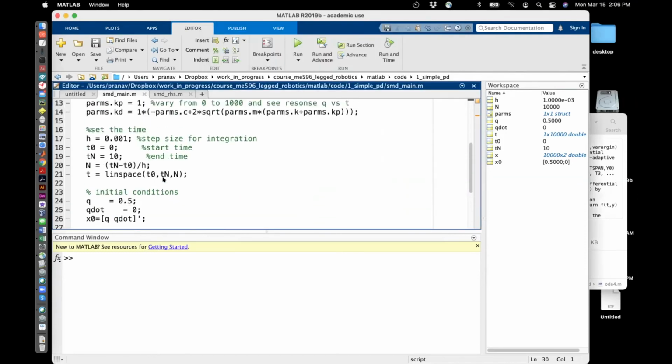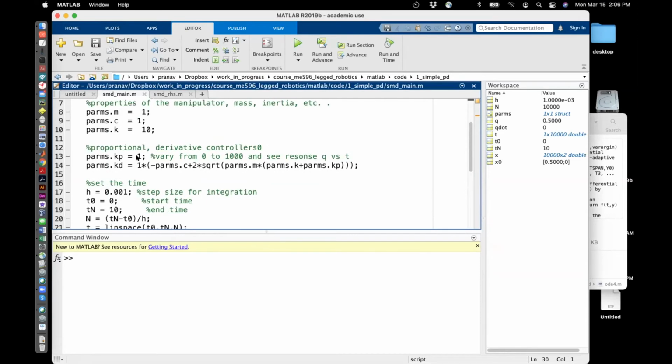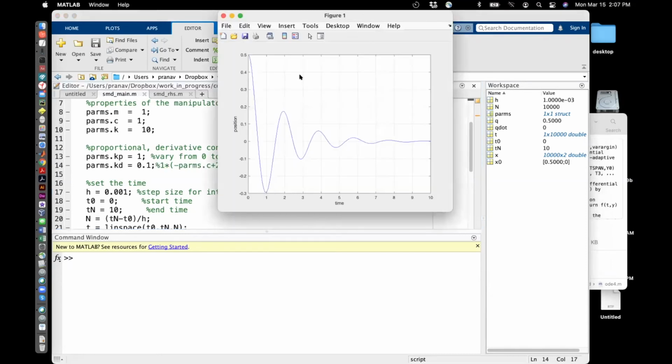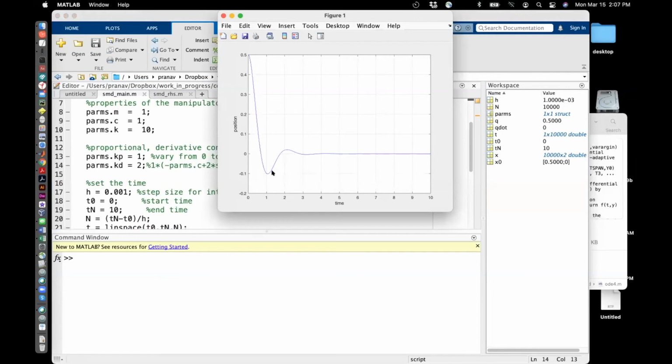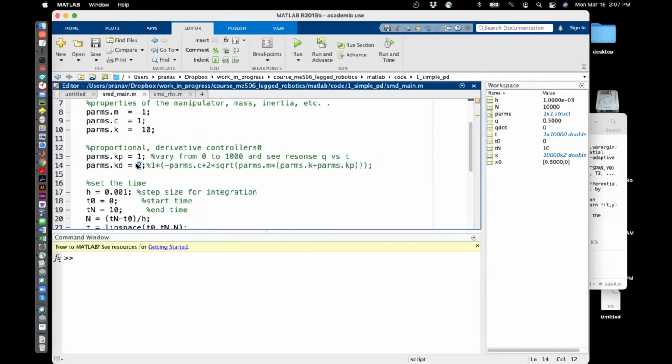Okay, now you can change this. If you change this to some random value, not the critical ones, you'll always see the response takes more than 3 seconds. So for example, if I put kp equals 1, kd equals 0.1, you can say that's underdamped. If you make it maybe 2, this also looks like it's overdamped. 10.